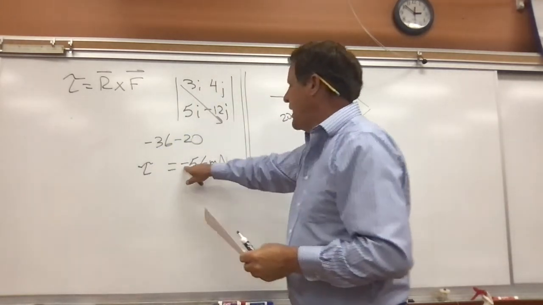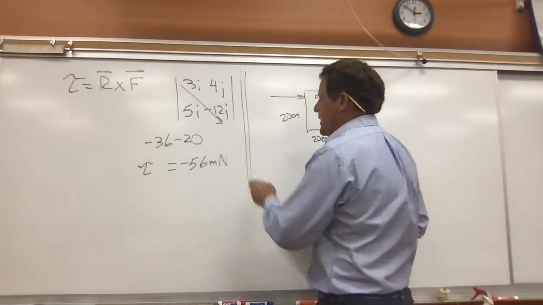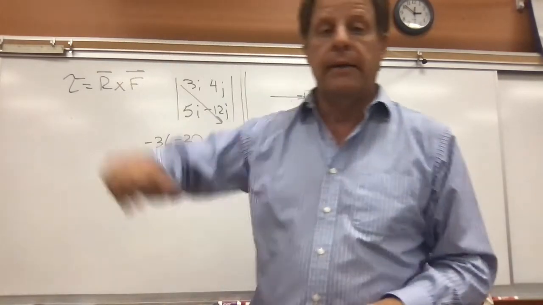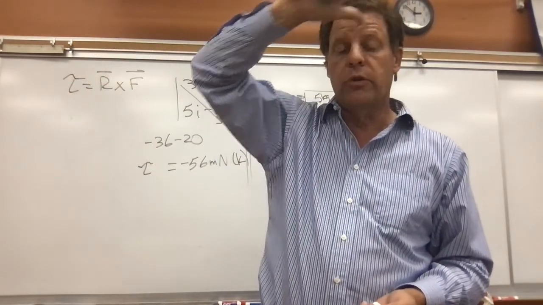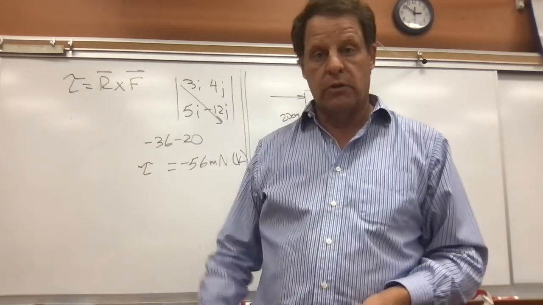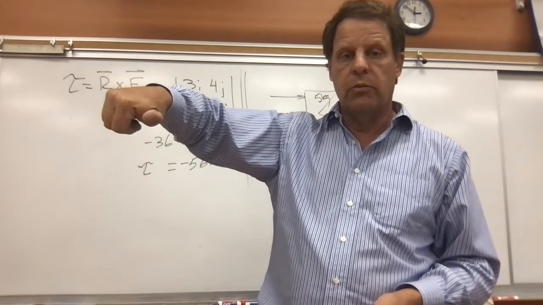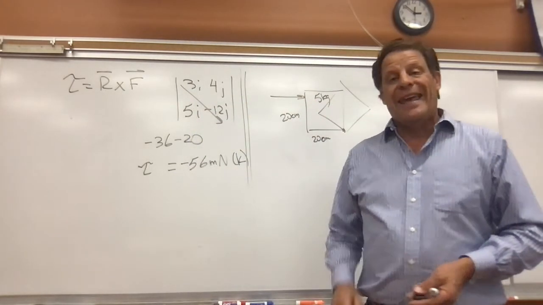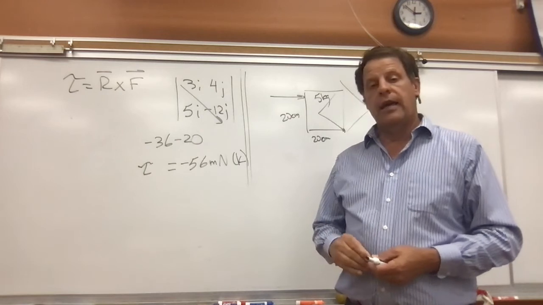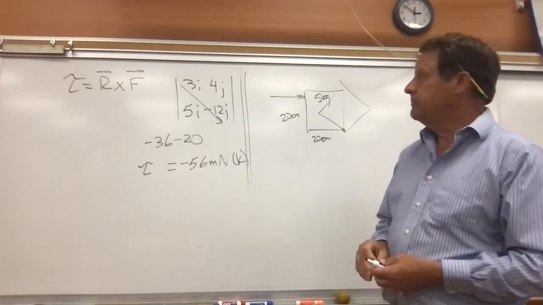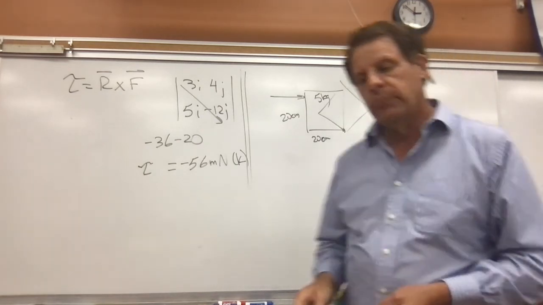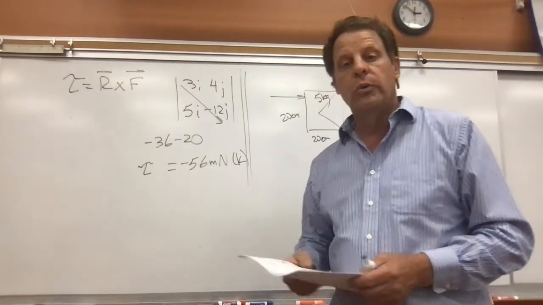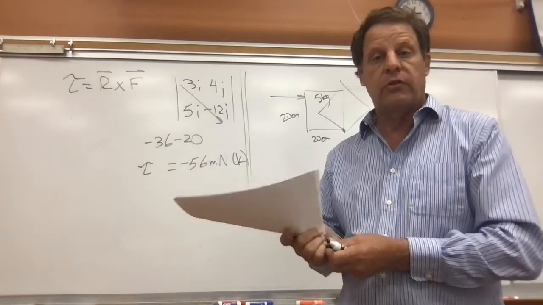And remember that if you go I and J, then the direction of that is going to be in the downward direction, and remember the right hand rule. So we're going to say R cross F, and we're going to get -56 Newton meters, and that is problem number 24.